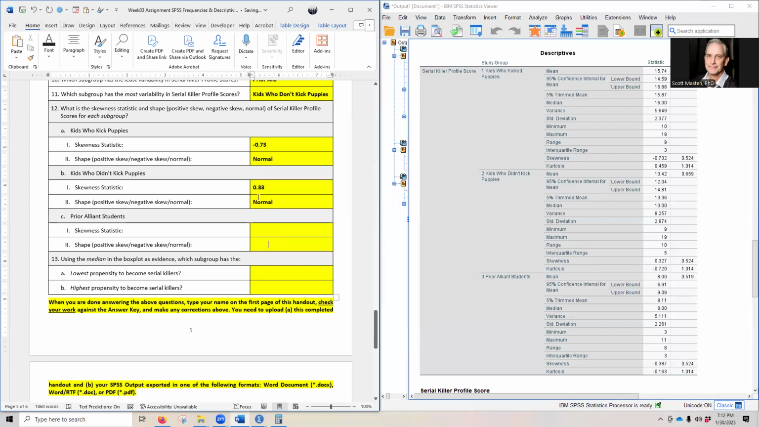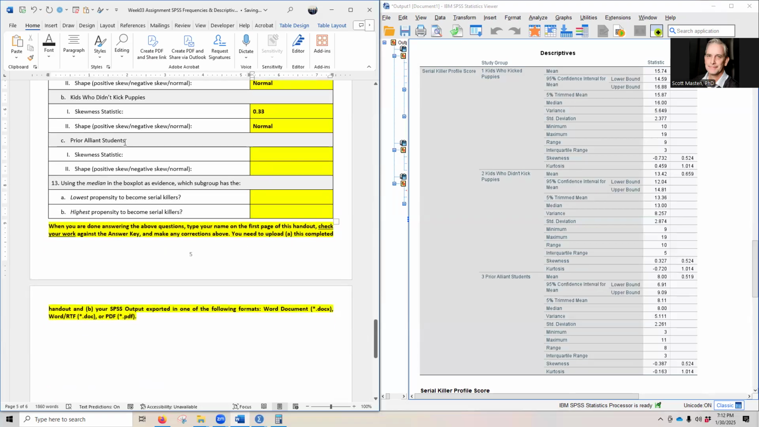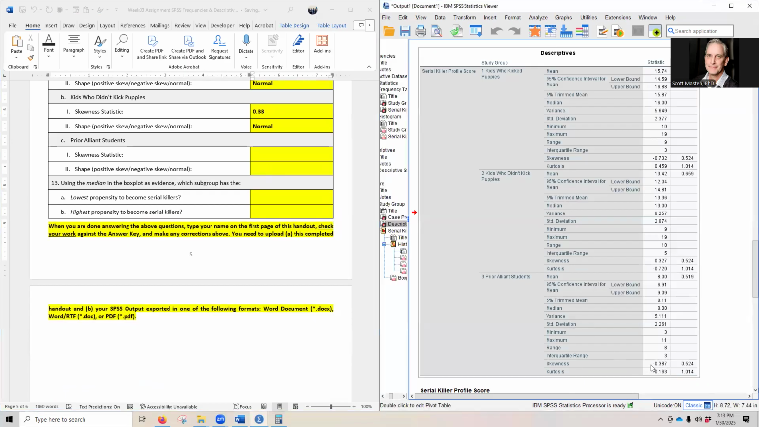Oh, I rounded it to 0.33. Okay. Prior alliance students, negative 0.387. So I guess negative 0.39 is the answer, and also not bigger than an absolute value of 2. So we would say basically normal.